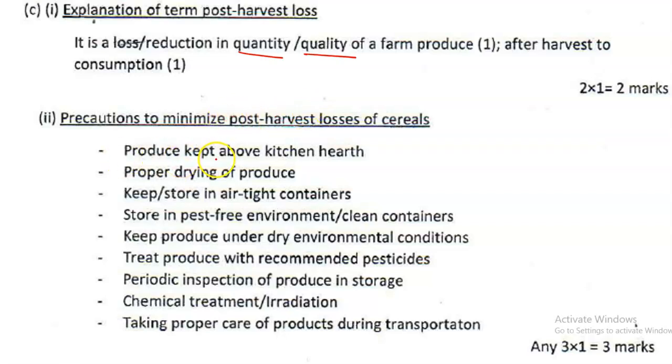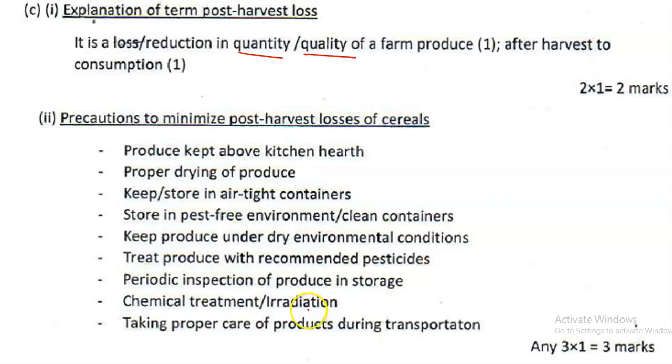1. Produce kept above kitchen. Proper drying of produce. Now you keep or store in airtight containers. You can also store in pest-free environment or clean containers. You can also keep the produce under dry environmental conditions. You treat produce with recommended pesticide. You can't just use any pesticide to treat the cereal. Periodic inspection of produce in storage. So you shouldn't say that, oh, I've put it there in a safe place. So periodically you need to go and check.